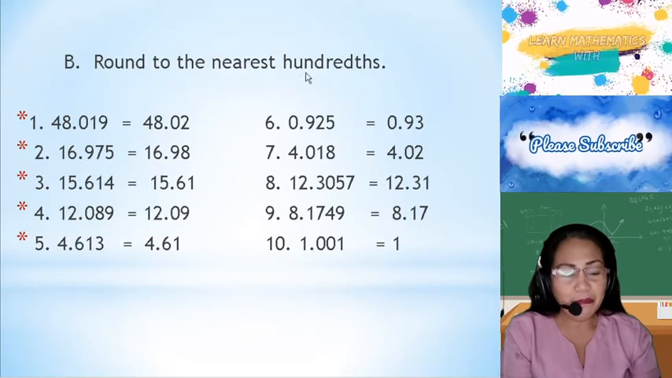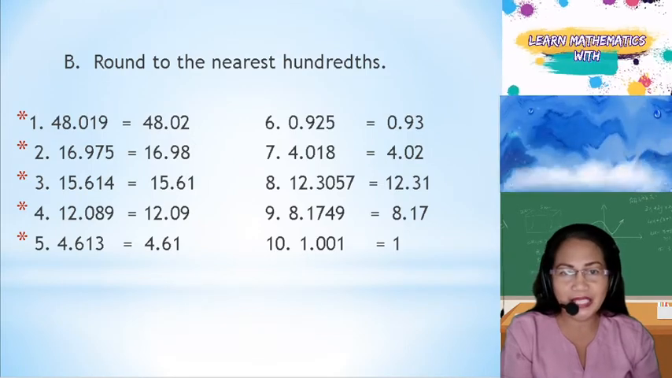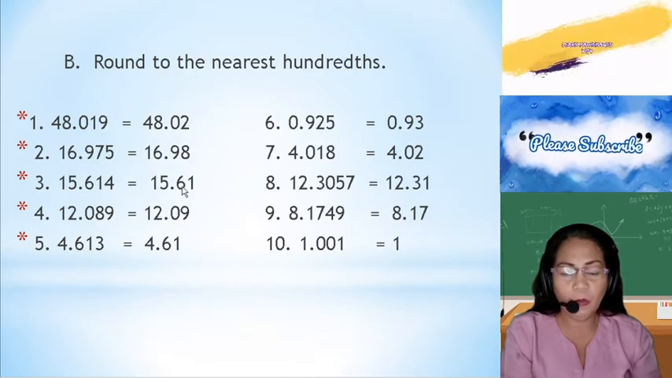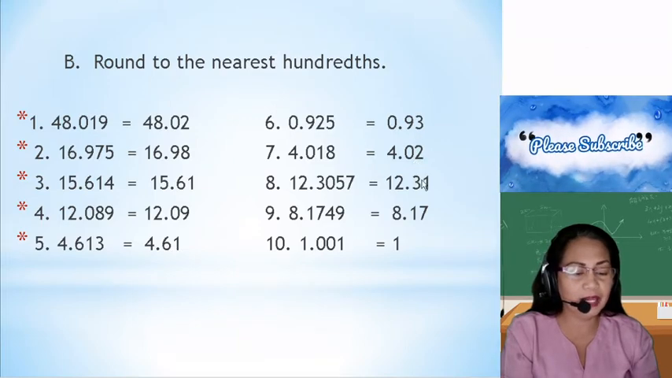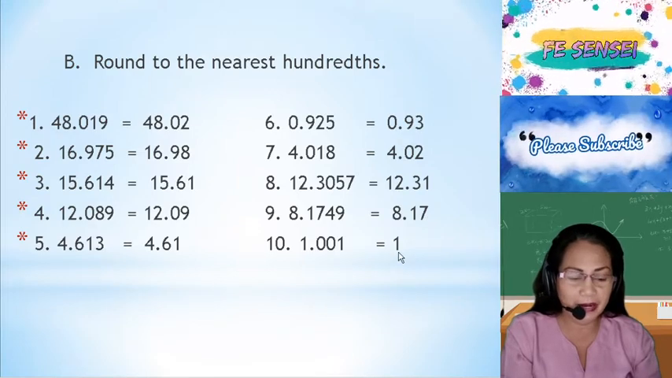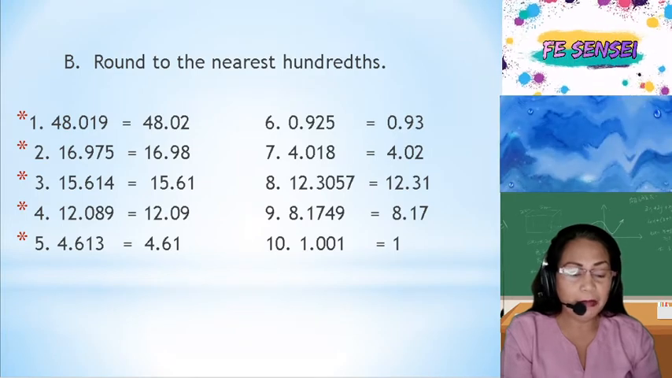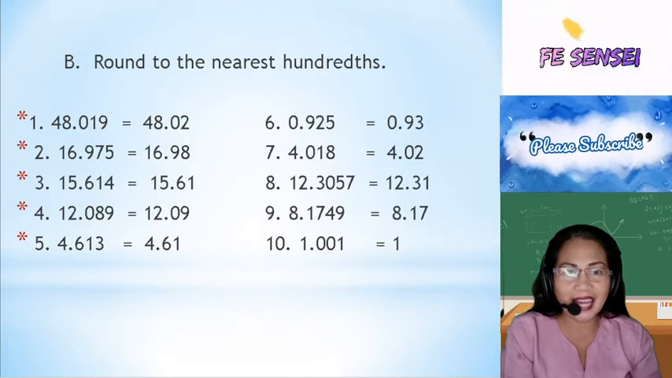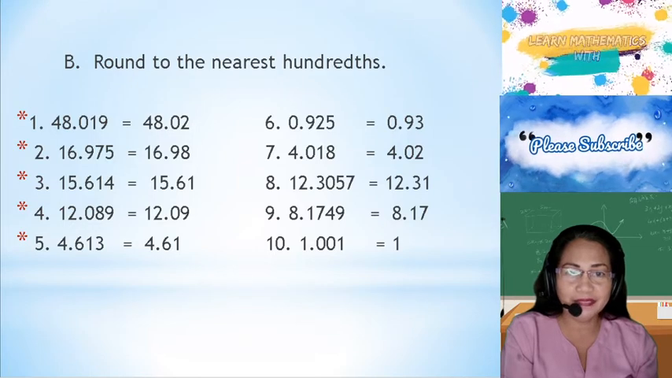Okay, the number should be in the hundredths place. Therefore, you have 2 digits after the decimal point, except for a whole number. So we do not write the decimal point and 2 zeros. Okay, did you understand? How many correct answers do you have?